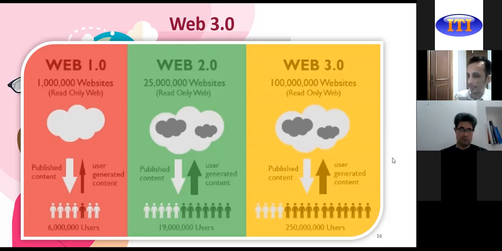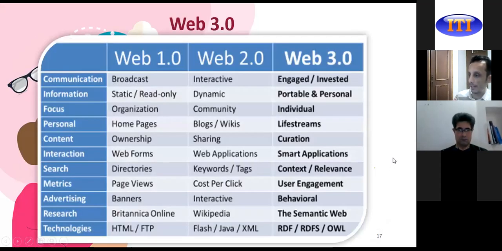So let's take a look at this. This is a comparison between Web 1.0, Web 2.0, and Web 3.0. And we have different categories here. We have communication, information, focus, personal, content, interaction, search, metrics, advertising, research, and technologies. You can see how it has evolved and it has changed.